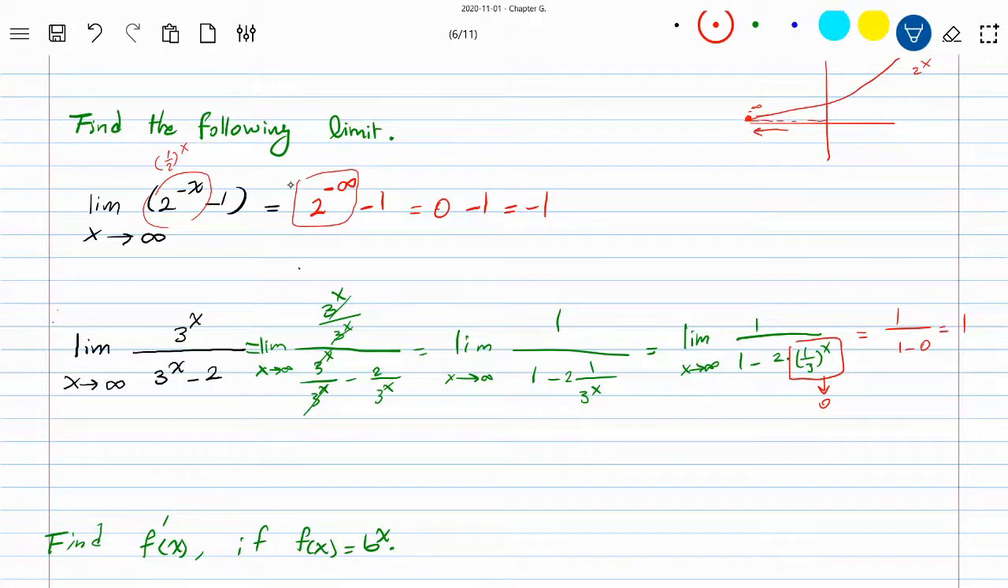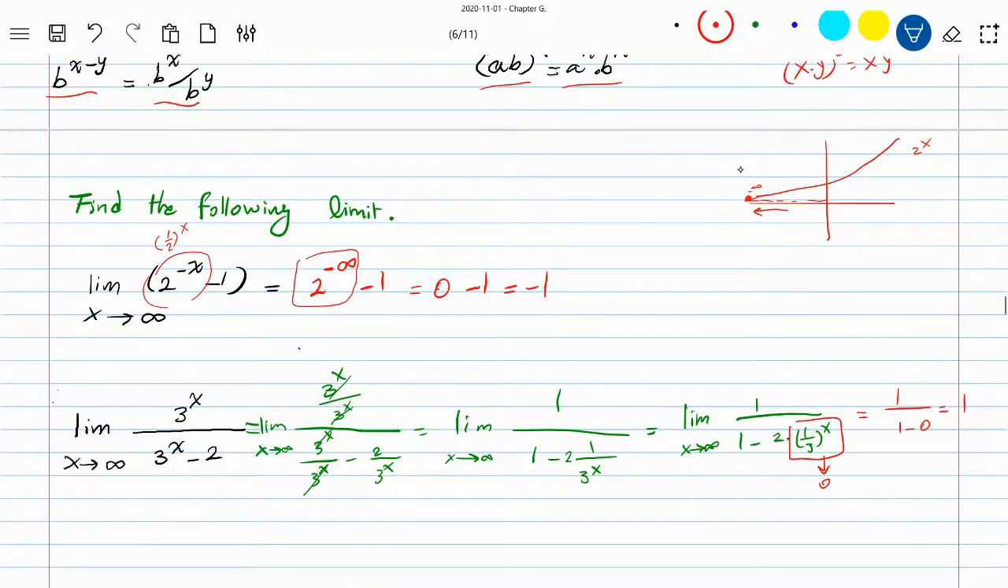If you forget the limits, just draw a graph and say, okay, the base is greater than 1, you have an increasing function. If the base is smaller than 1, like 1/2 to the power x or 1/3 to the power x, what you get is a decreasing function. And then you can discuss the behavior. As x approaches infinity, the y value is approaching 0.